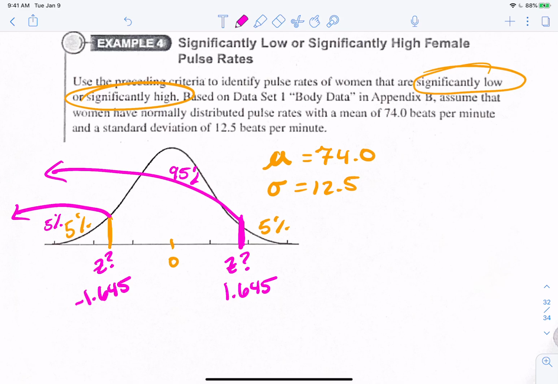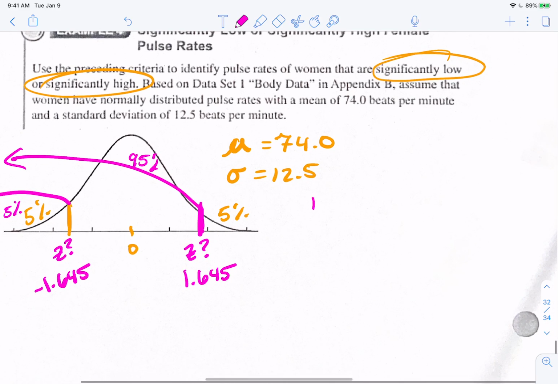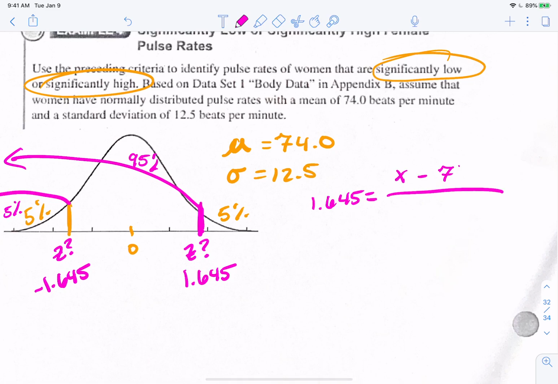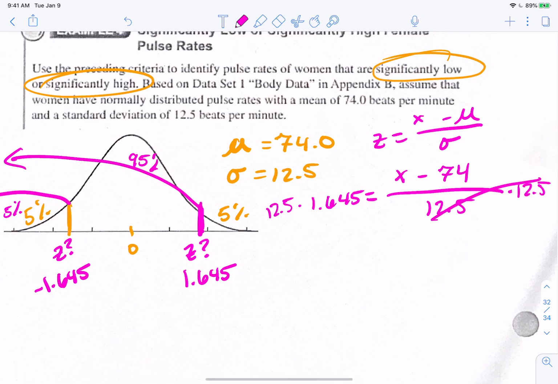So I want to know where those cutoff marks are. So what do I have to find yet? You got z-scores, so find your x's. I need to find out exactly how many beats per minute that is. So 1.645 equals x minus the average, 74, over 12.5. If you need to write the formula out again, here it is. Multiply through. Multiply by 12.5. 20.56 equals x minus 74. Plus 74.